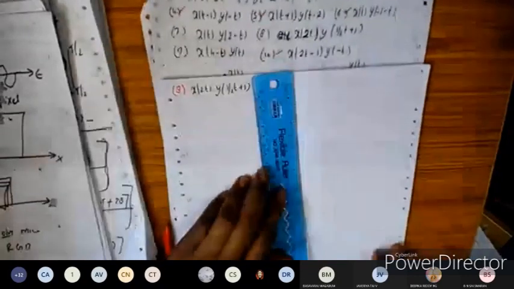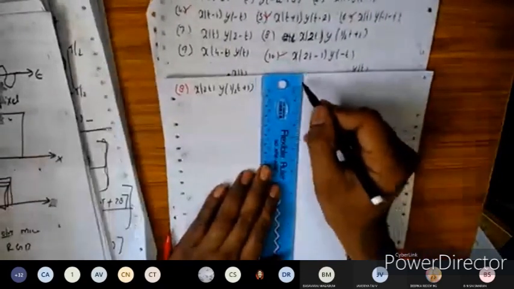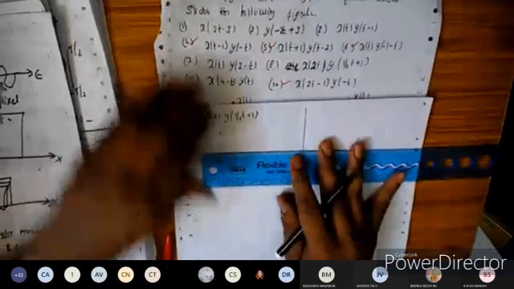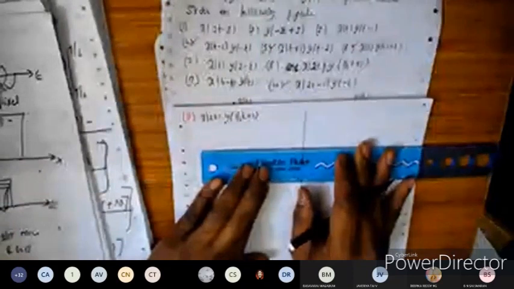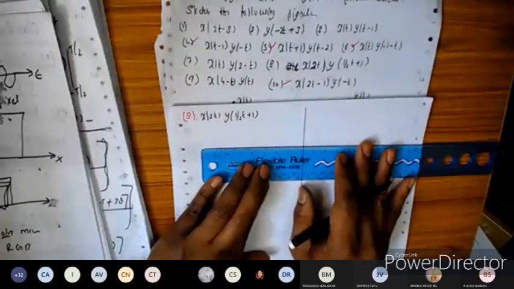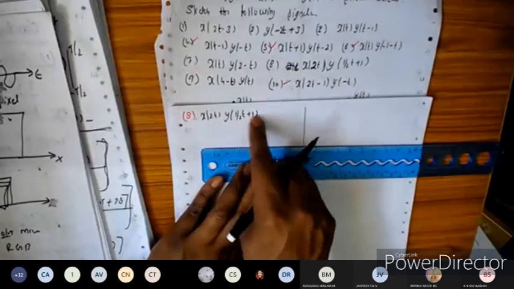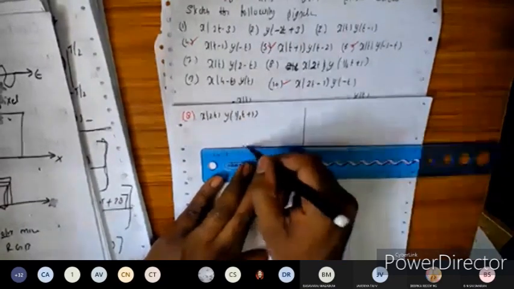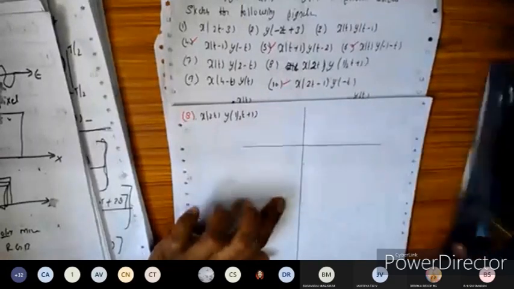Okay. So since we need to perform many operations, we'll take one complete page here. So let us do it spaciously here. Okay. First one is x of 2t. First let us do with this one here, y of 1 by 2t plus 1. First let us perform the shifting here, then perform the scaling here. Okay. So first we will perform the shifting here.